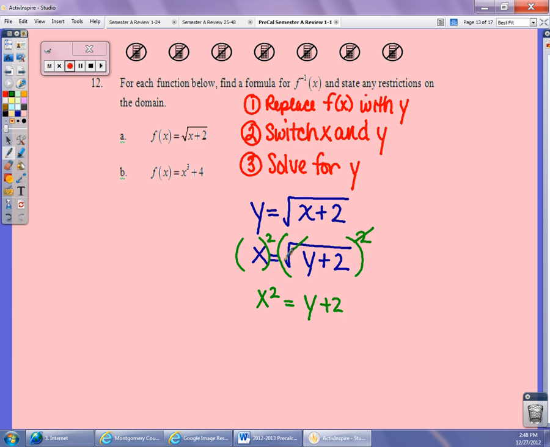Notice the square here undoes the square root. And now to get y by itself, we'll just subtract 2 from each side. You get y equals x squared minus 2.